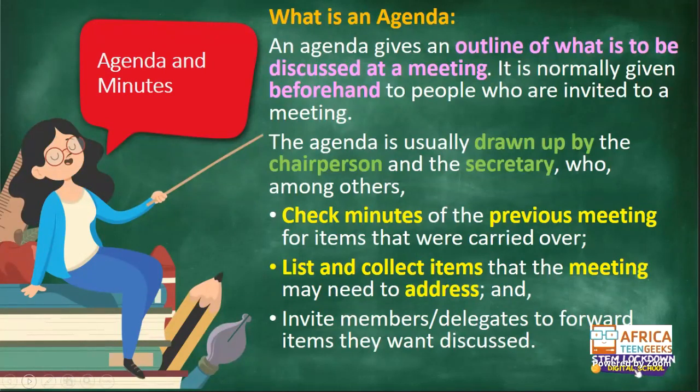So if you are a prefect, for example, and there are a lot of issues going on in school that you have to discuss in your prefect team, what the chairperson and secretary will do before the meeting is send out an agenda. In this agenda, you'll be given an idea as to what the meeting is going to be about. The agenda is usually drawn up by the chairperson and the secretary, who, among others, check minutes of the previous meeting for items that were carried over. They list and collect items that the meeting may need to address, and they invite members or delegates to forward items they want discussed.